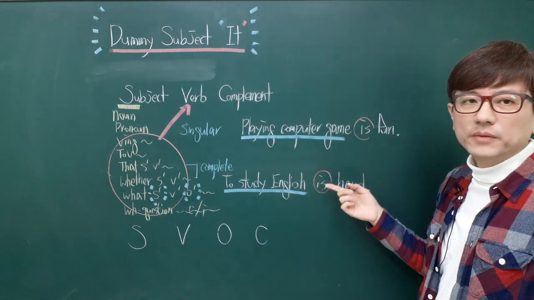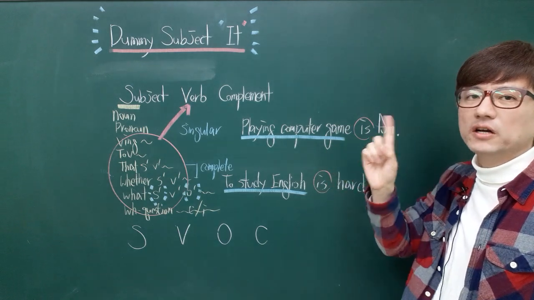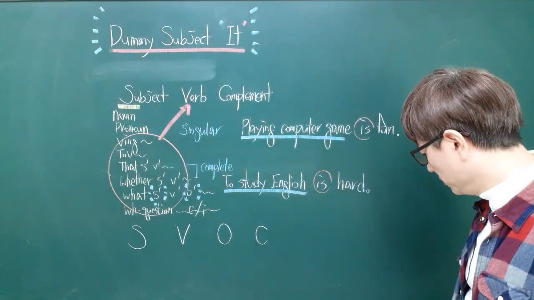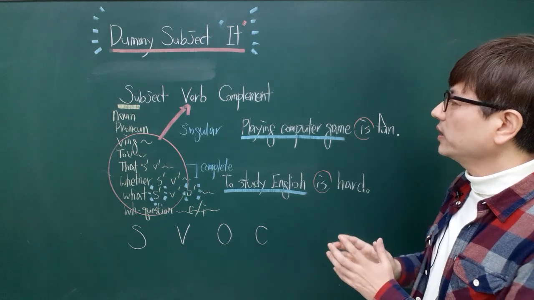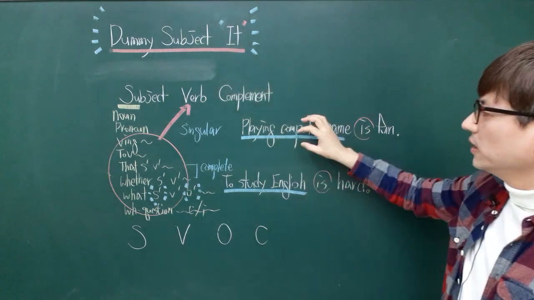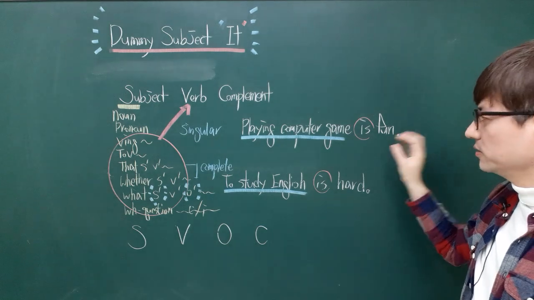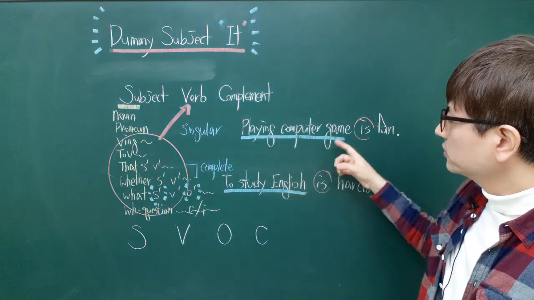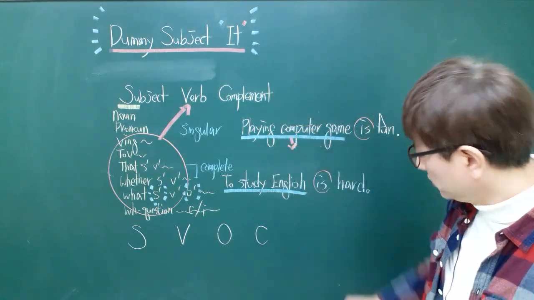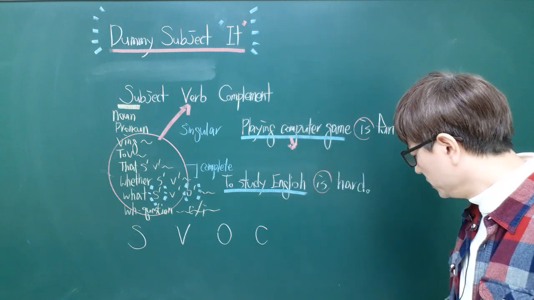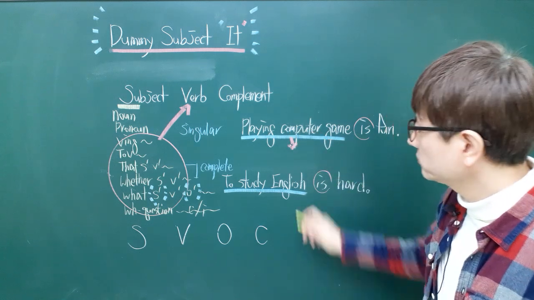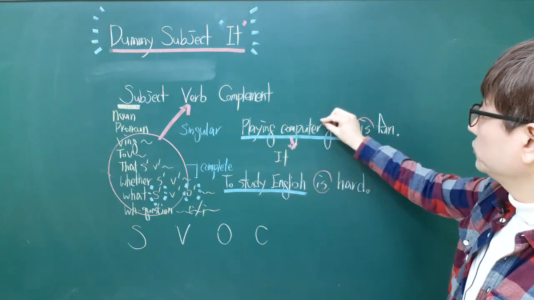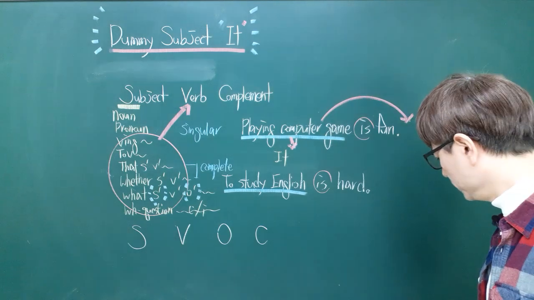So what do they have in common? They have one thing in common. The subject is long. When the subject is long, you can replace the real subject with the dummy subject it, sending the real subject to the end of the sentence. So let me do it again. When the subject is long, you can make use of dummy subject it, and you should send the real subject to the end of the sentence.